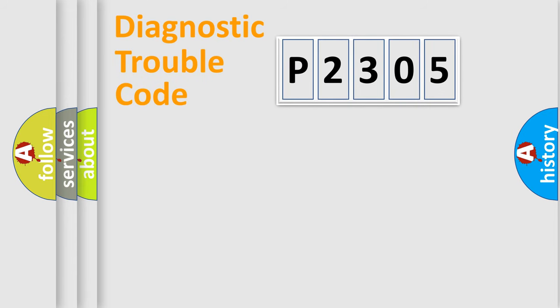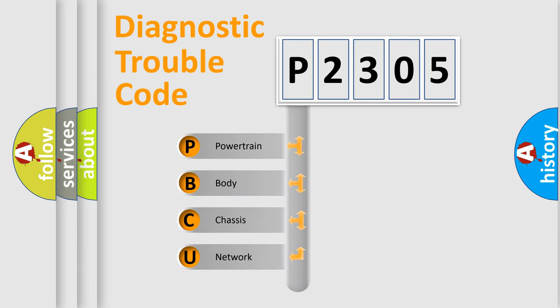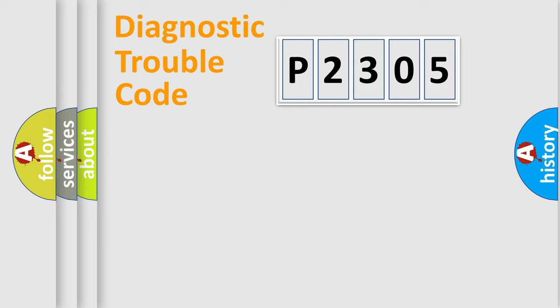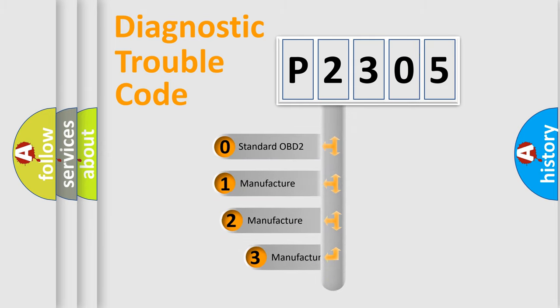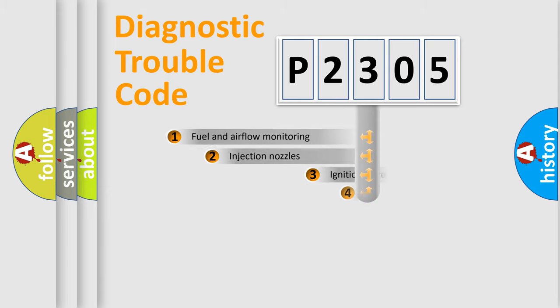Let's do this. First, let's look at the history of diagnostic fault code composition according to the OBD2 protocol, which is unified for all automakers since 2000. We divide the electric system of the automobile into four basic units: powertrain, body, chassis, and network. This distribution is defined in the first character of the code. If the second character is zero, it is a standardized error. In the case of the numbers 1, 2, 3, it is a manufacturer-specific error.